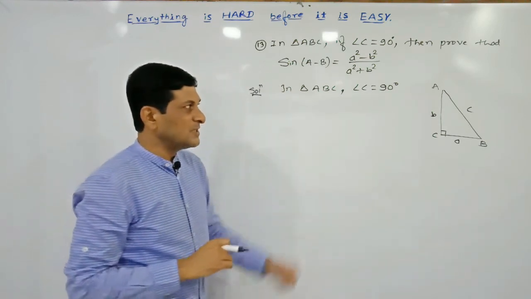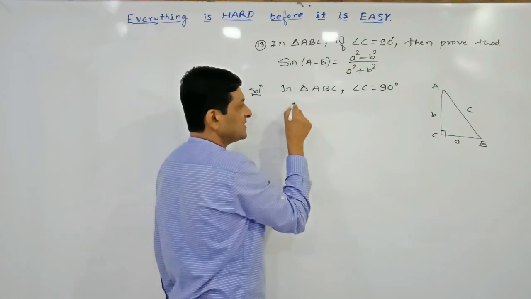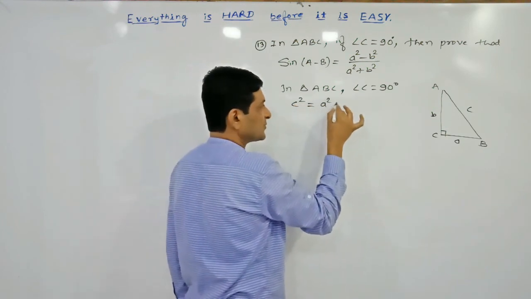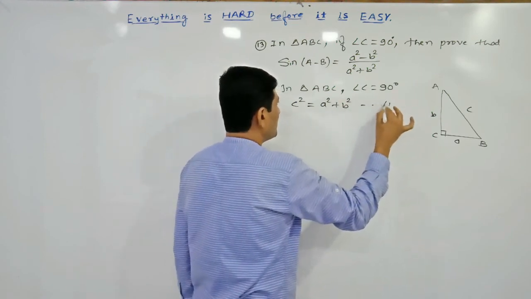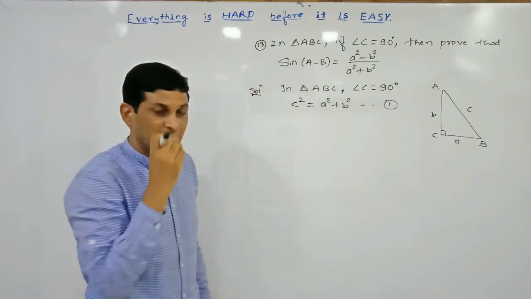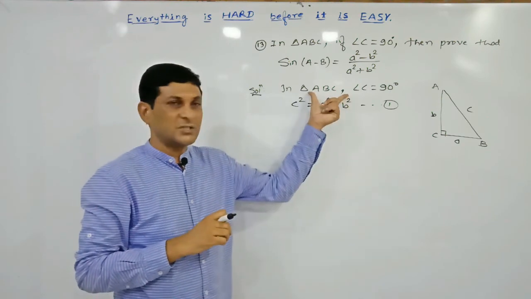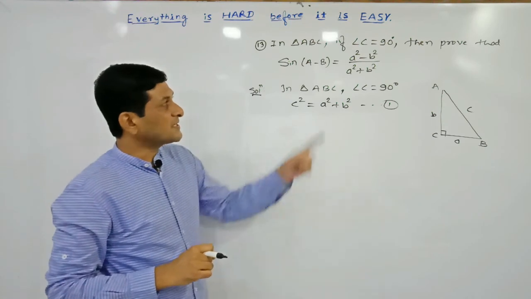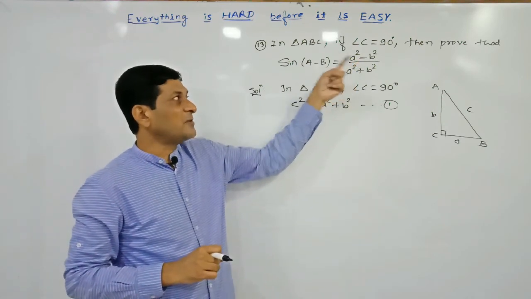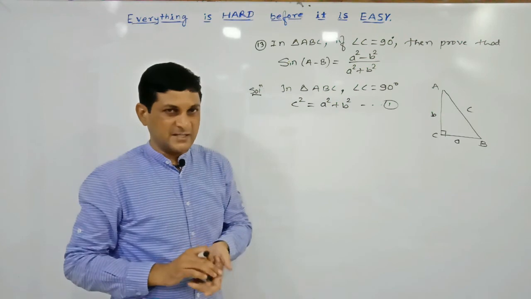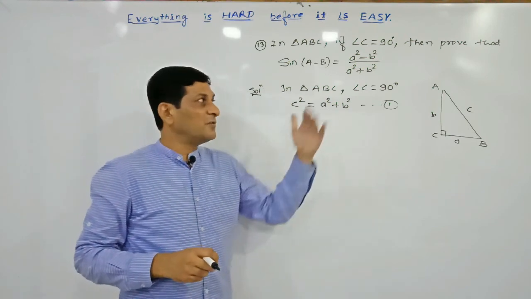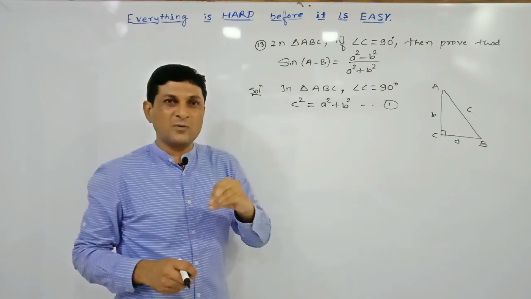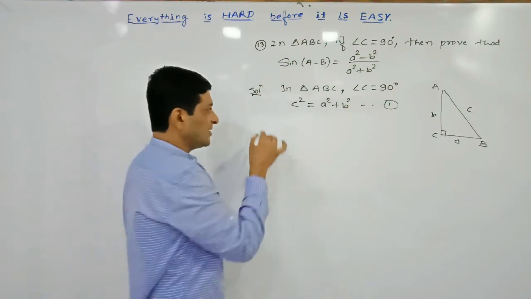So if you observe this figure, if angle C is 90 degrees, then by Pythagoras theorem we can say that c square is equal to a square plus b square. Let us denote it by equation number 1. This equation we have got from the given condition that one angle of this triangle is equal to 90 degrees. Now let us consider the right hand side and try to show that its value is equal to the left hand side. To convert the sides in terms of angles, we are making use of the sine rule here. So first write down the sine rule.